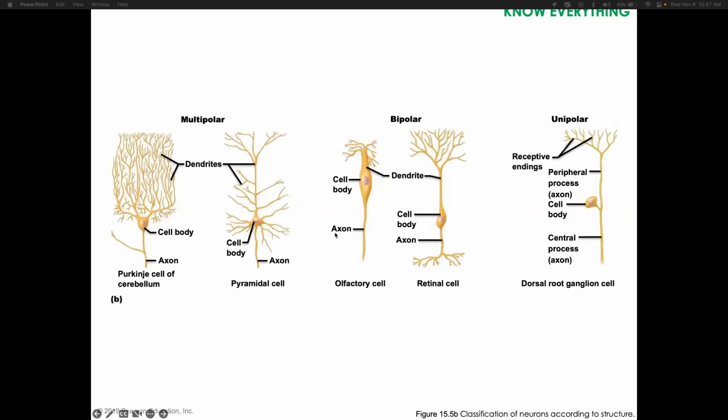And then this slide gives more examples of each type of structural neuron. So we see here our multipolar ones have lots of dendrites coming off the cell body. Our bipolar one has two processes coming off the cell body, the axon and then the dendrite. And then we have our unipolar, which has our central process and our peripheral process, both extending off of one process coming from the cell body.